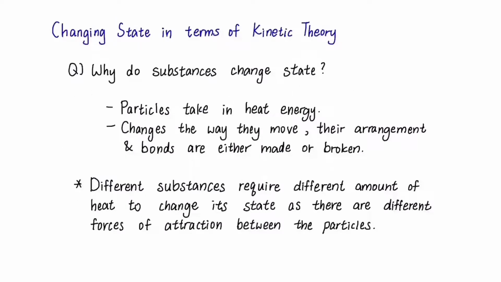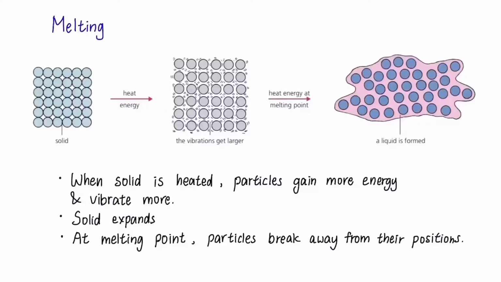So now that we have learned the kinetic theory, we can explain the change of state in terms of it. Here's the basic idea of why substances change their state. When there is a temperature change, its particles will take in or lose heat energy, and this will cause them to change their movement, arrangement, and the bonds formed between them. Since there are different forces of attraction present between the bonds, each substance will require a different amount of heat to change its state. Let's learn the change of state again, this time in terms of kinetic theory.